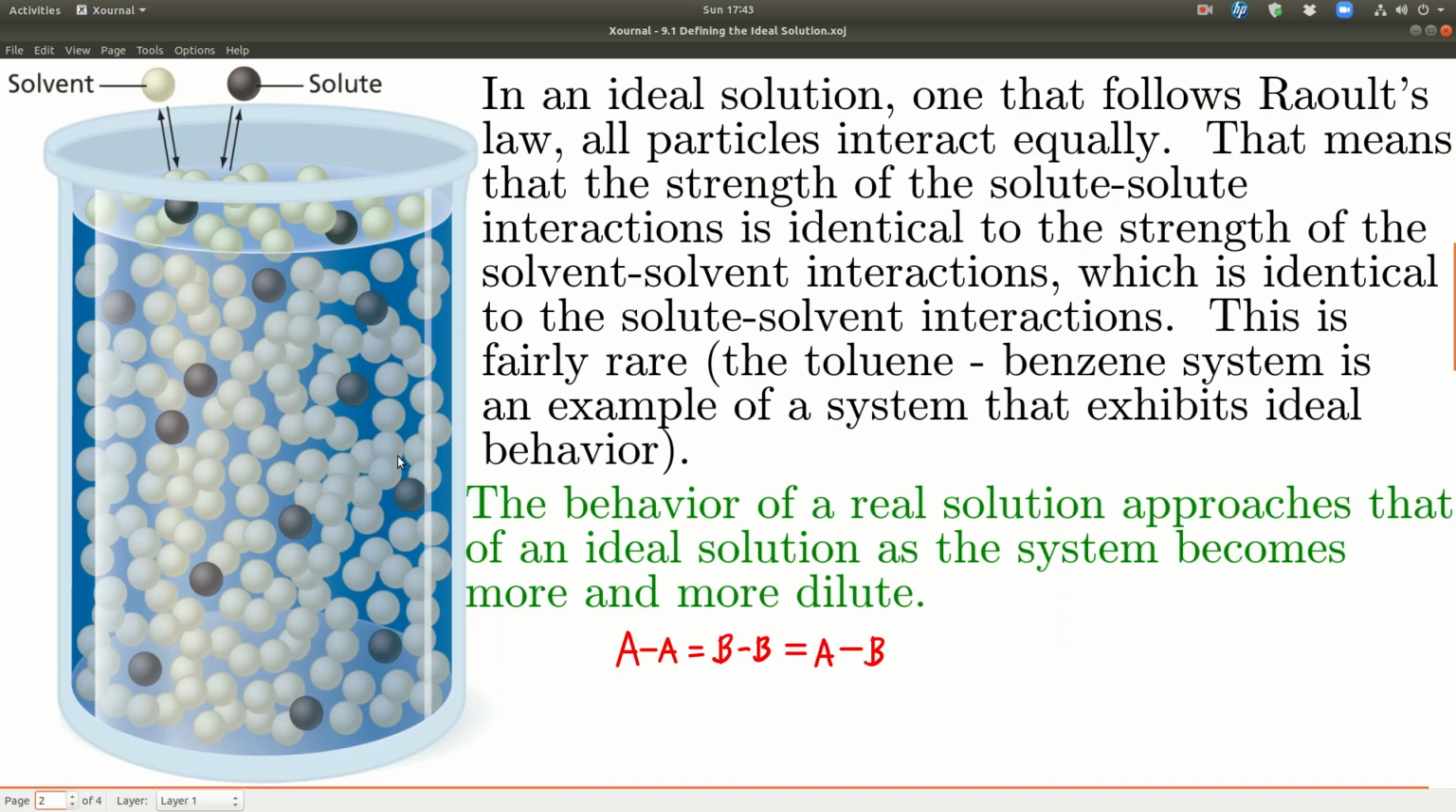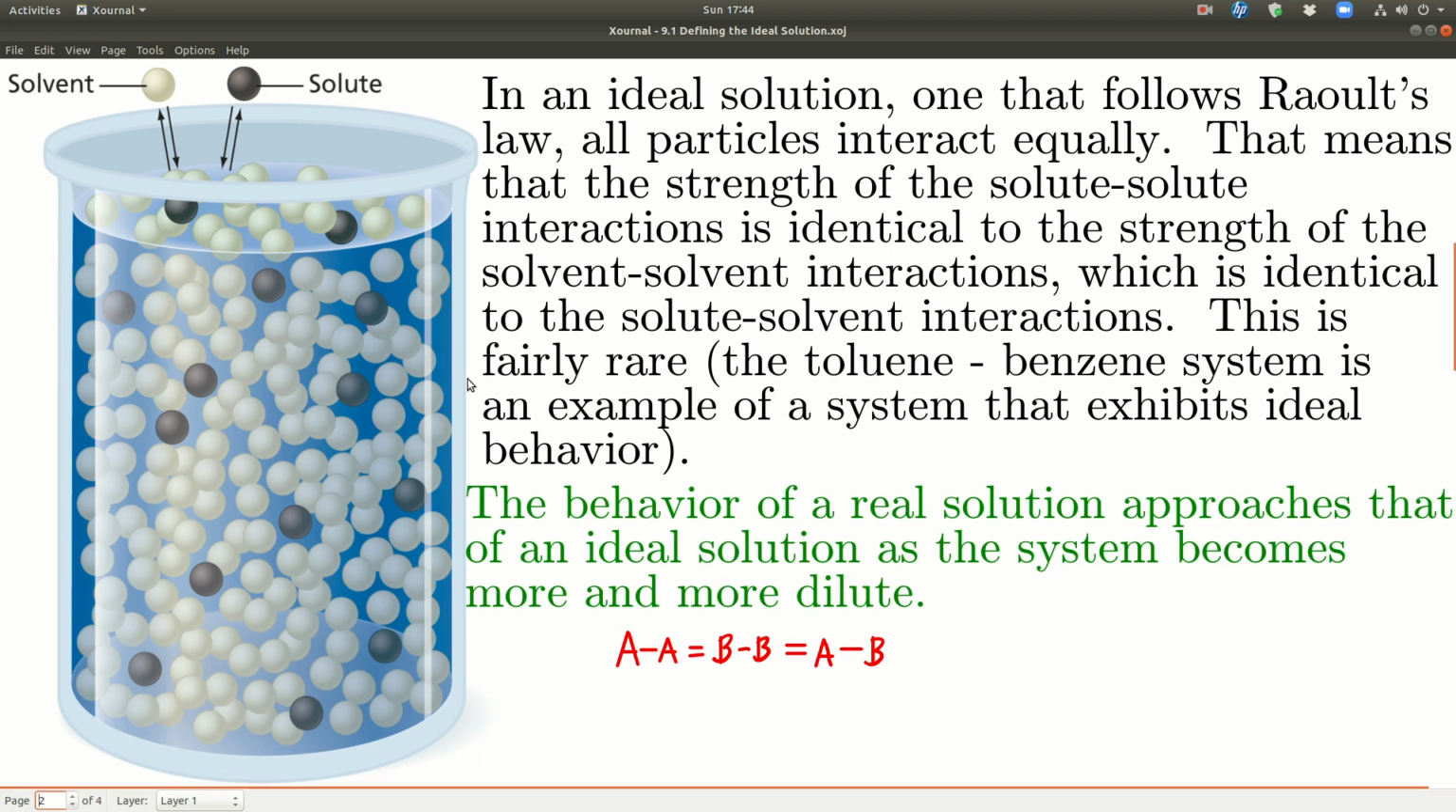So this is a good picture to think about when we're talking about this. Here, there are two species in this solution, the white spheres and the dark spheres. There are more white spheres, they have a larger mole fraction, so that would be the solvent. The dark spheres would be the solute. And so the idea is that these particles are evaporating and condensing all the time.